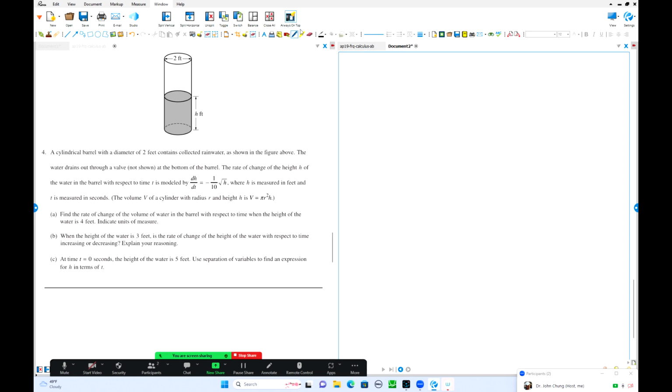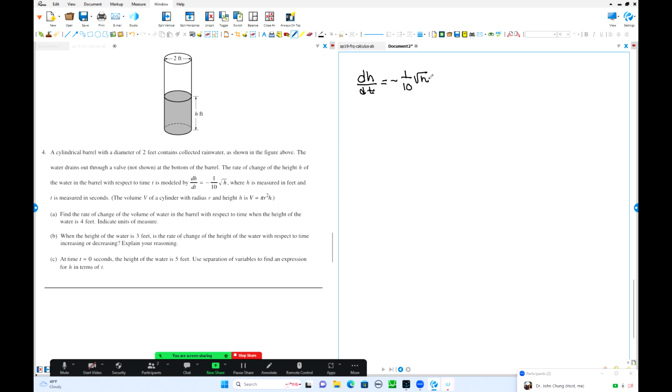I'm going to write down dh/dt, the rate of change of height, is negative 1 over 10 square root h. That is the differential equation, right? dh/dt equals negative 1 over 10 times the square root of h.